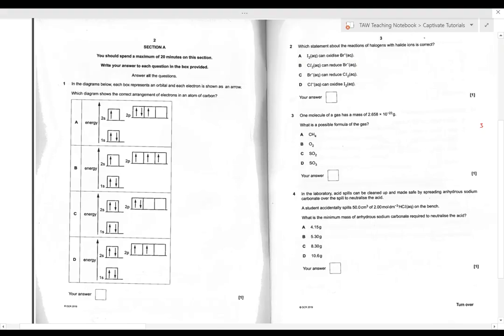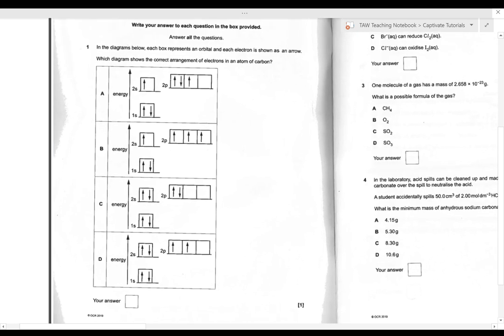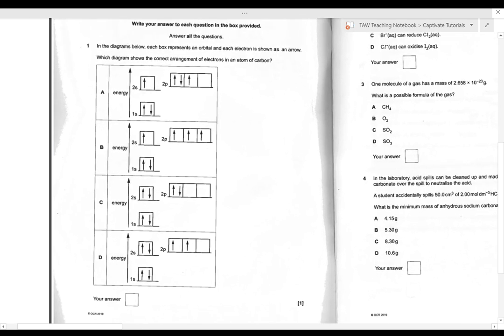Okay, so we're going to look at the first 4 questions of the multiple choice paper. So the first question asks to look for the correct arrangement of electrons in an atom of carbon. First thing we should do is write out the written electron configuration of carbon, which is 1s2, 2s2, 2p2, and immediately that eliminates A and B because they've got too many electrons in the 2p orbital. So on to C and D.